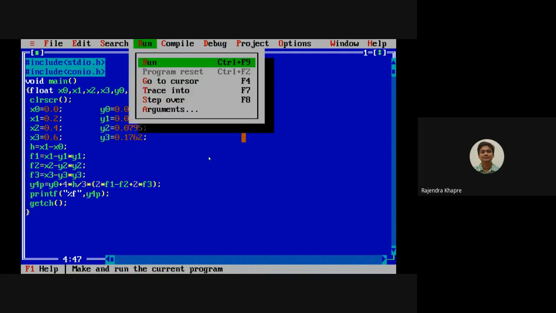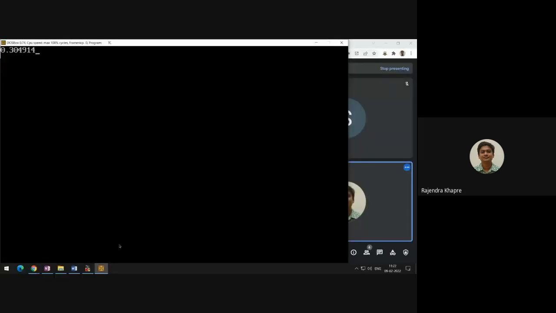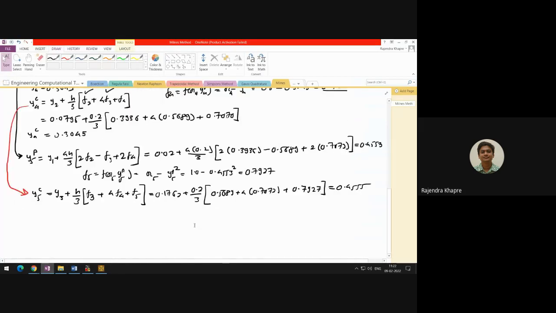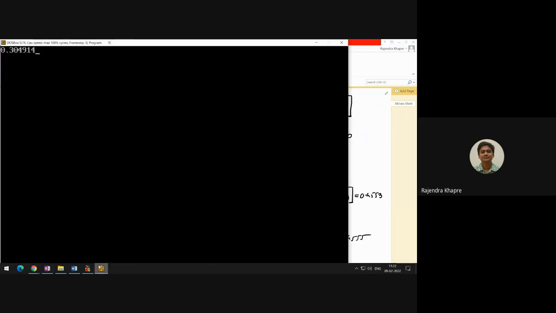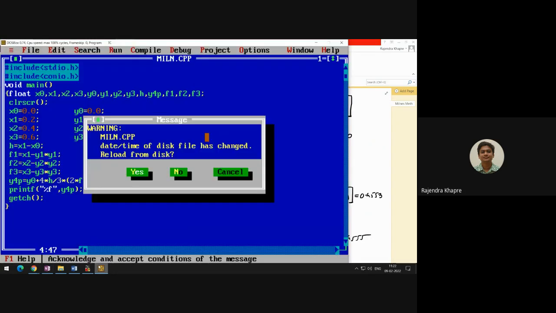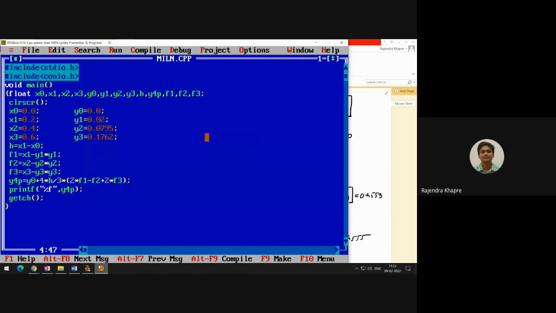So let me execute this. You are getting the value of y4 predicted as 0.304914. Is it the same? Let me check also. The predicted value, this was here, you can see 0.3049. So we are getting the same answer. Now this is the predicted value. Now we have to go for the correction.